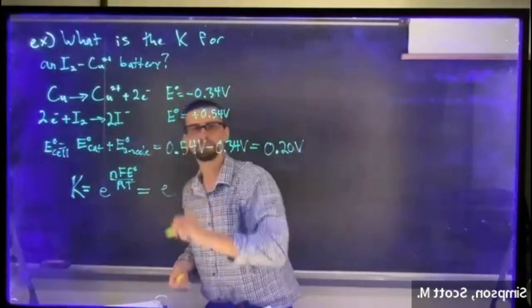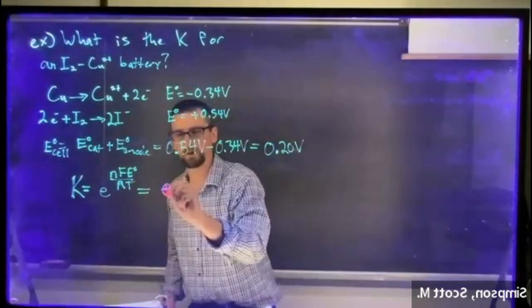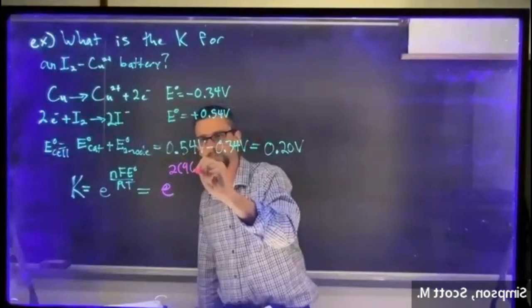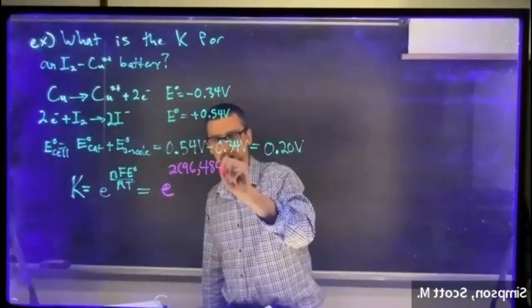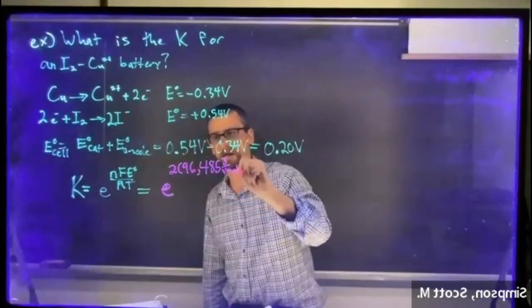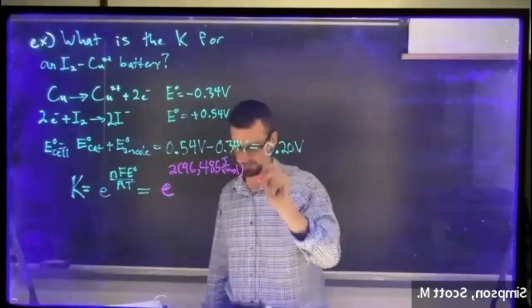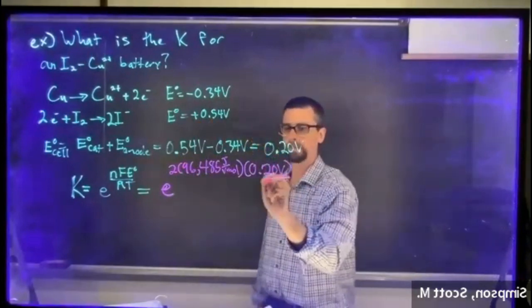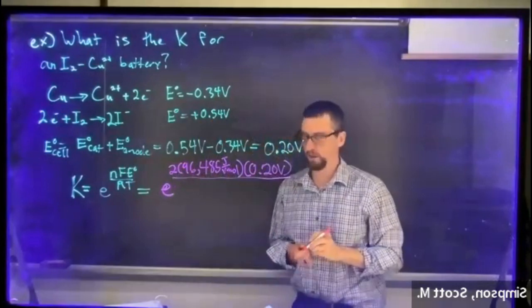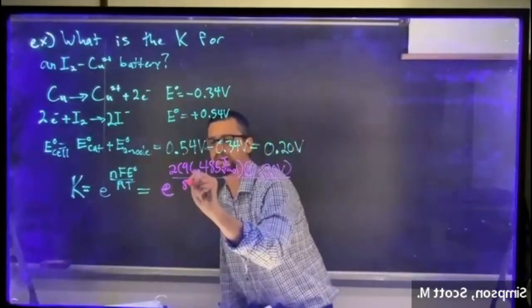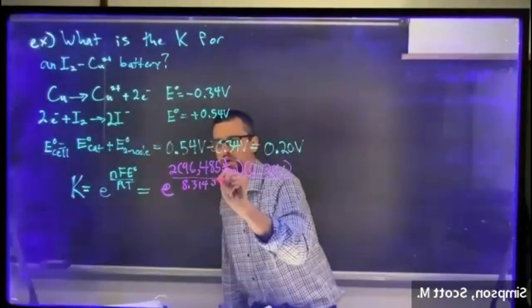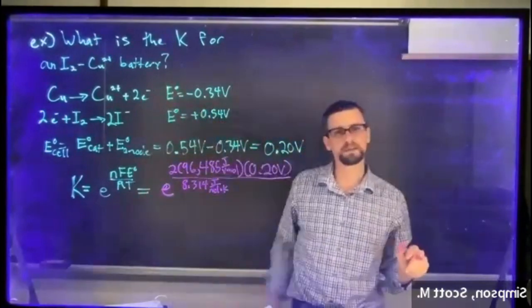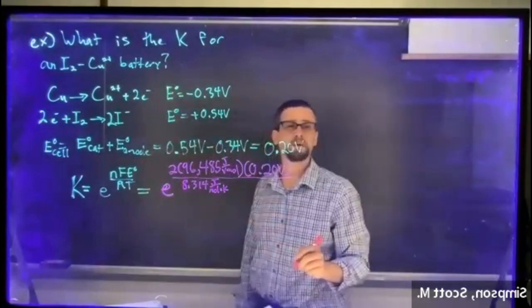So we got e. Let's switch over. There we go. e to the 2 times our Faraday's constant, 96,485. We're going to use joule per volt times mole. This technically is a unitless parameter, which we'll see in a minute. We have our cell potential that we just calculated, divided by our ideal gas constant, 8.314 joules per mole times Kelvin. And then we have the temperature at which we're operating. It wasn't explicitly stated, so we assume 25 degrees C or 298 K.